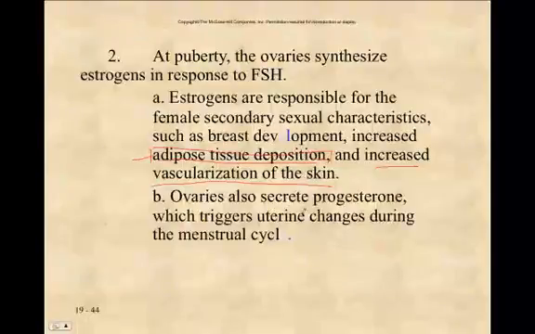The ovaries also are going to secrete progesterone. So estrogen and progesterone are going to be the two main female sex hormones that are released from the ovaries. And progesterone is important because it helps to trigger the uterine changes that occur during the menstrual cycle. We'll talk about these in just a minute.